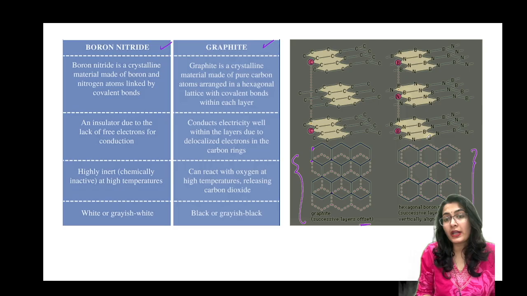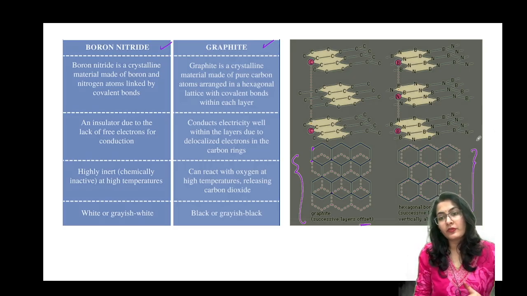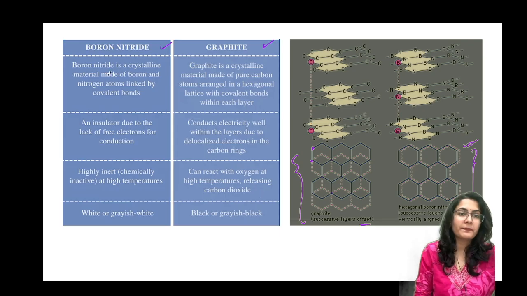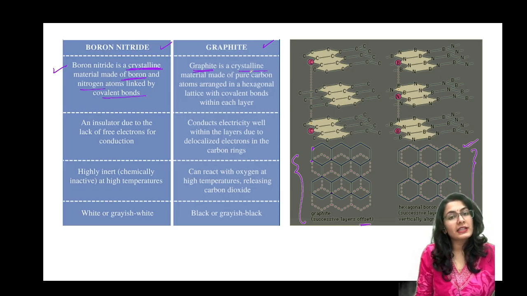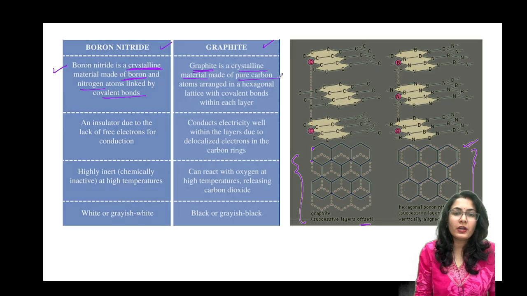Now, in boron nitride, since it is alternating elements, they are exactly superimposing vertical layers. Okay, so that is the main difference in the structure. Now, boron nitride is a crystalline material made of boron and nitrogen atoms linked by covalent bonds. And graphite is also a crystalline material. What is crystalline? Anything which has a proper structure is crystalline. Graphite is made of pure carbon atoms arranged in a hexagonal lattice with covalent bonds within each layer. Okay.